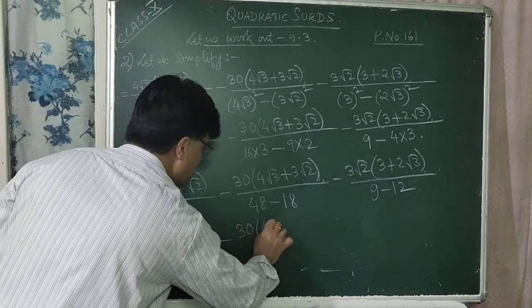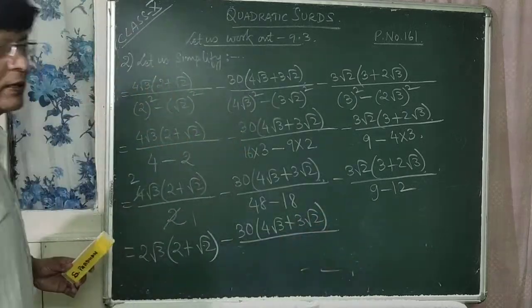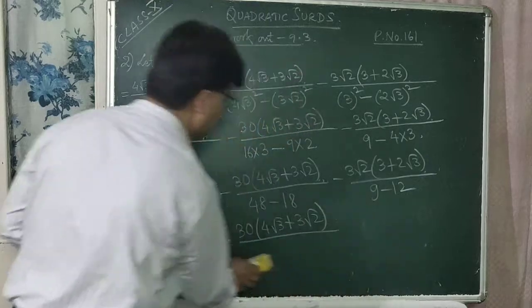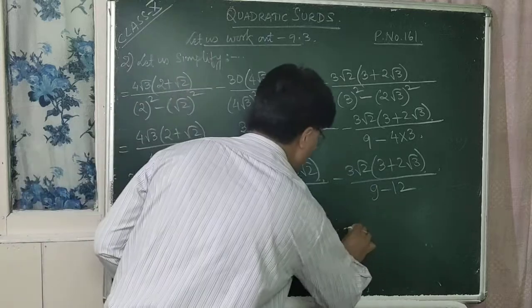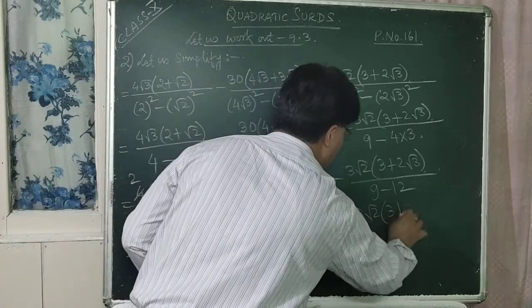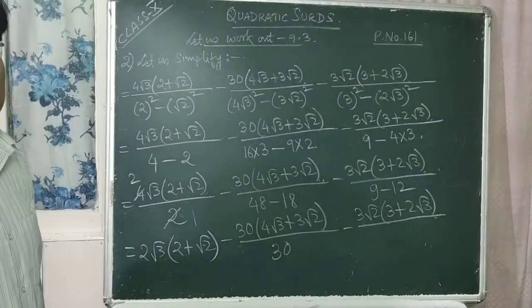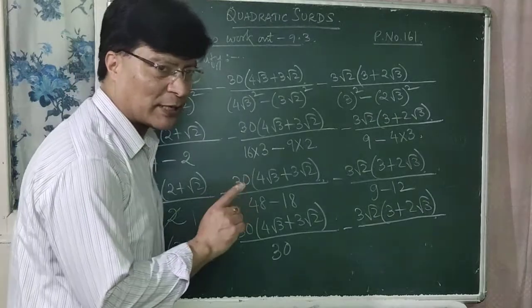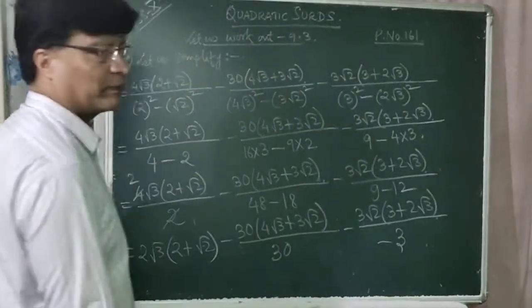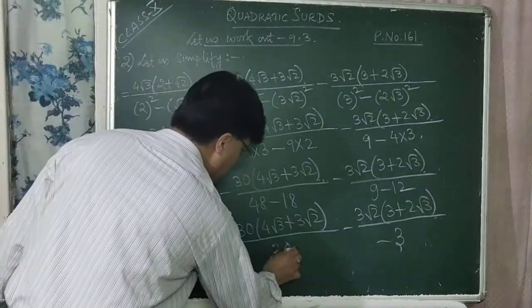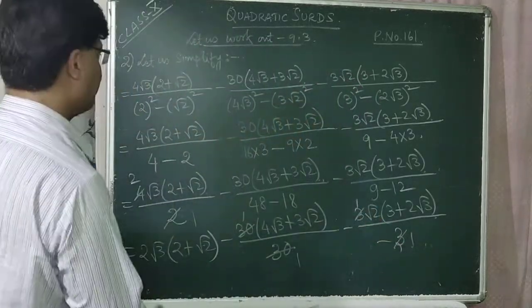Minus 30 into (4√3 + 3√2) whole divided by, what is 48 minus 18? 48 minus 18 is 30 always, isn't it? The next, minus 3√2(3 + 2√3) whole divided by, what is that? 9 minus 12. Different signs, subtract 3, but you have to write down the sign of the greater number, that is minus 3. Clear? So here 3 1s are 30, 3 1s are 30. Here 3 1s are 3, 3 1s are 3.